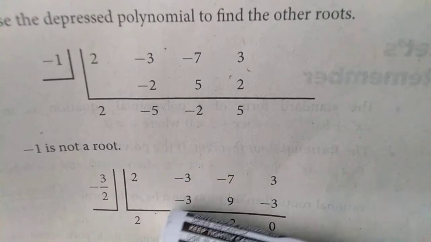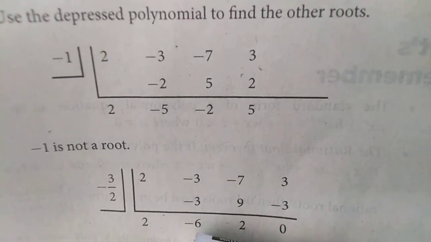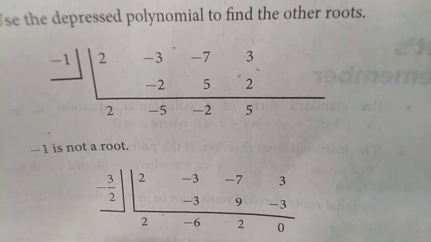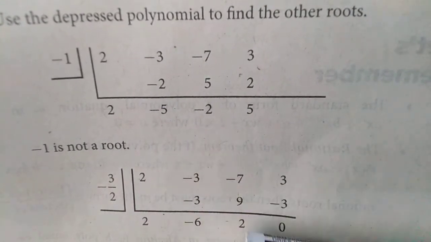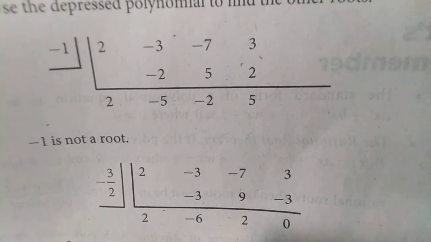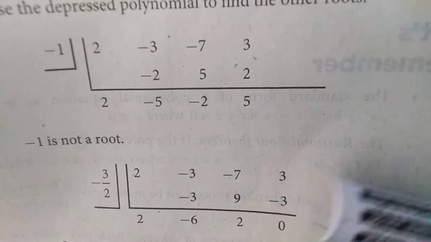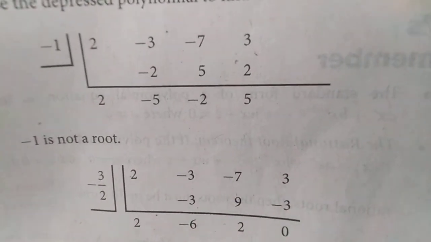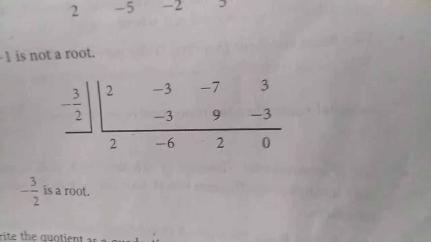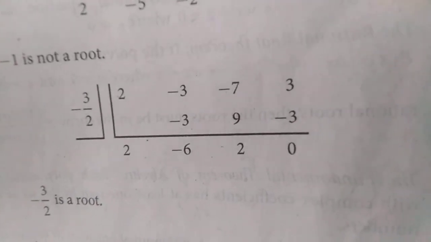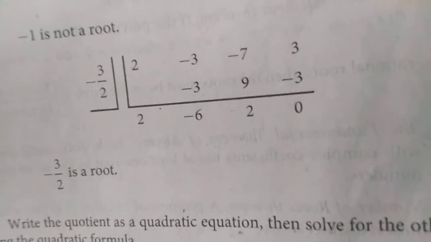So negative 3 plus negative 3 is negative 6. Then negative 6 times negative 3 halves is positive 9. Then negative 7 plus 9 is positive 2. Then positive 2 times negative 3 halves is negative 3. So 3 plus negative 3 is 0. Therefore, negative 3 halves is a root, because the remainder is 0. So negative 3 halves is a root.